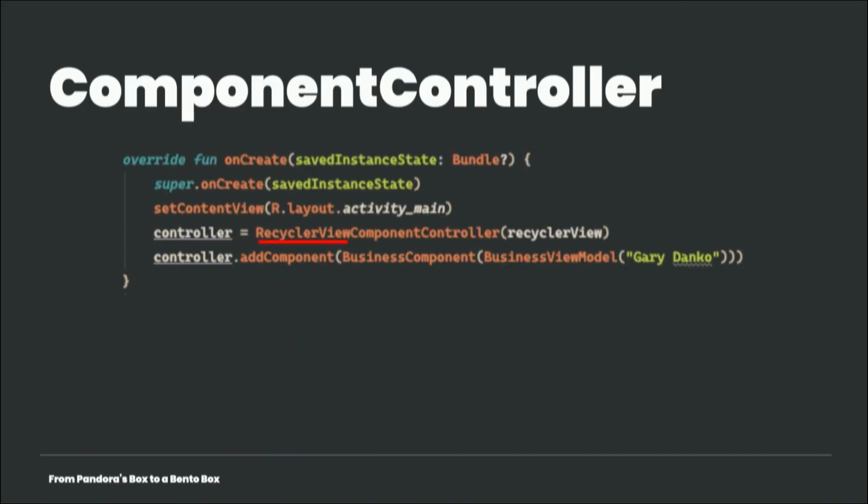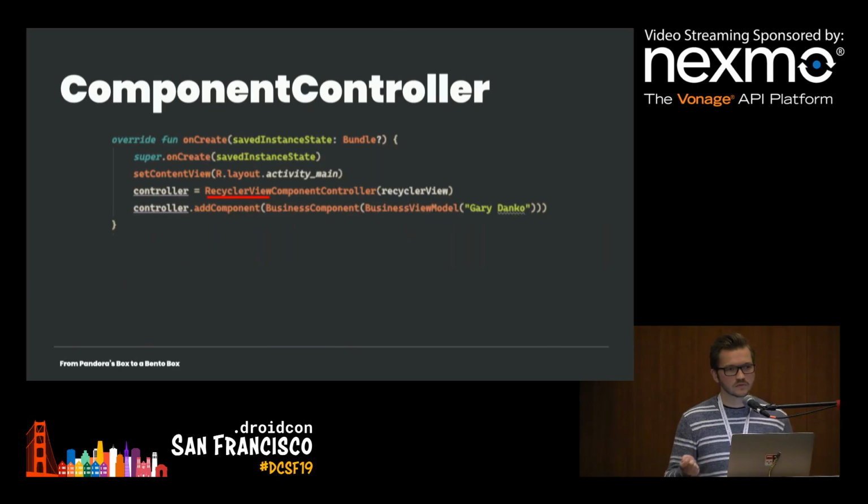So here is an example. We have the onCreate method of an activity. In the onCreate method, we set the content view to some activity layout that contains a recycler view. We then create our RecyclerView component controller and pass in the actual RecyclerView itself as the first argument. And then on the controller, we can just call addComponent, where we want to add a new instance of our business component that we were looking at before. Our business component is provided with a business view model with the business name of just Gary Danko.